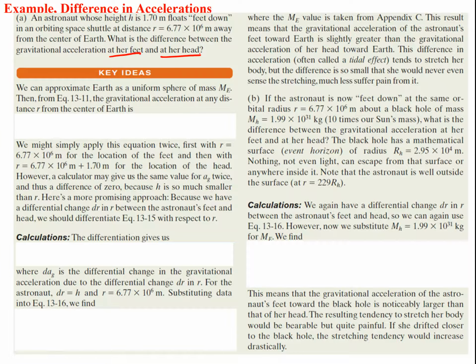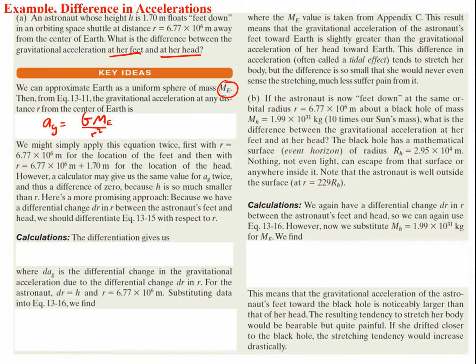Well, we could approximate the Earth as a uniform sphere, so we'll just put all of the mass together at the center. Then we're going to have to use the previous equation, the gravitational acceleration at any distance r from the center of the Earth. So this is just our acceleration equation. Our acceleration due to gravity is equal to our constant G times big M, the mass of the Earth, divided by r squared.